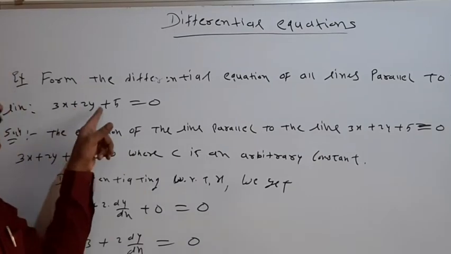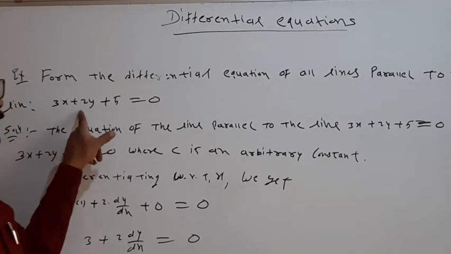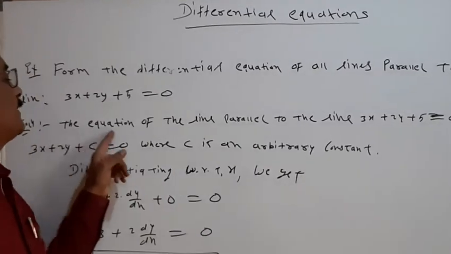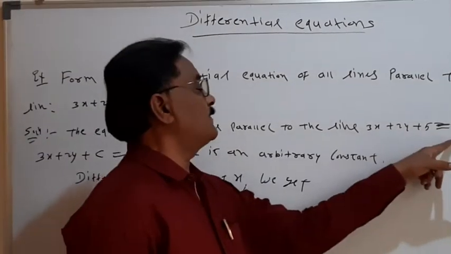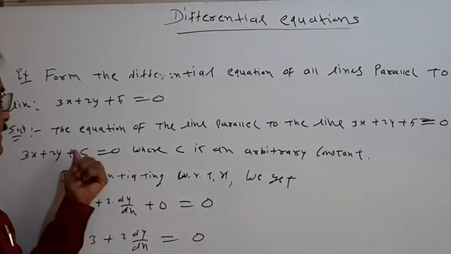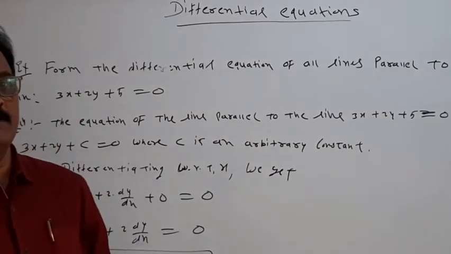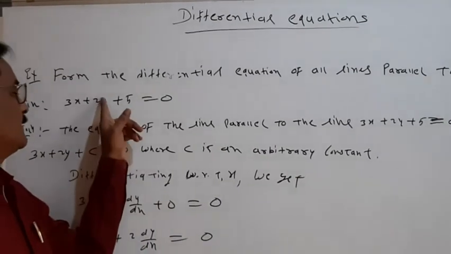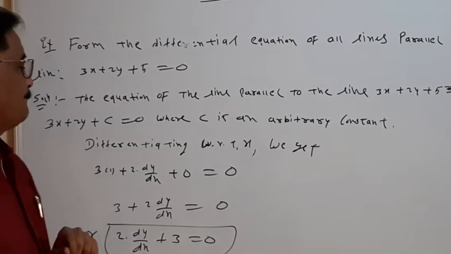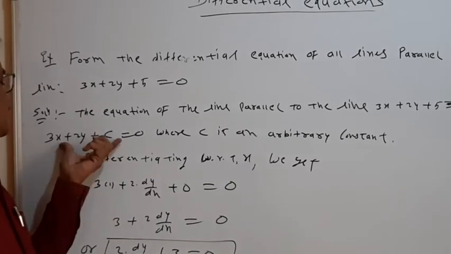line 3x plus 2y plus 5 is equal to 0. That is, the equation of the line parallel to the line 3x plus 2y plus 5 is equal to 0 is 3x plus 2y plus c is equal to 0. Only the constant is changing. c is an arbitrary constant. This line and this line are parallel, meaning the slopes are equal. So only c is an arbitrary constant. We take this, so this is the equation.